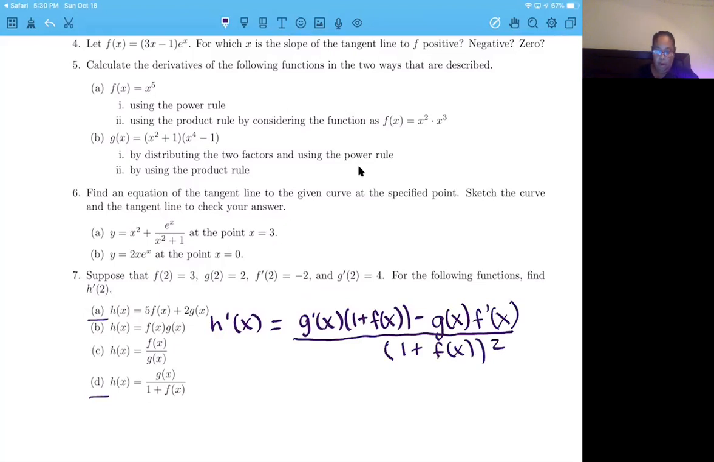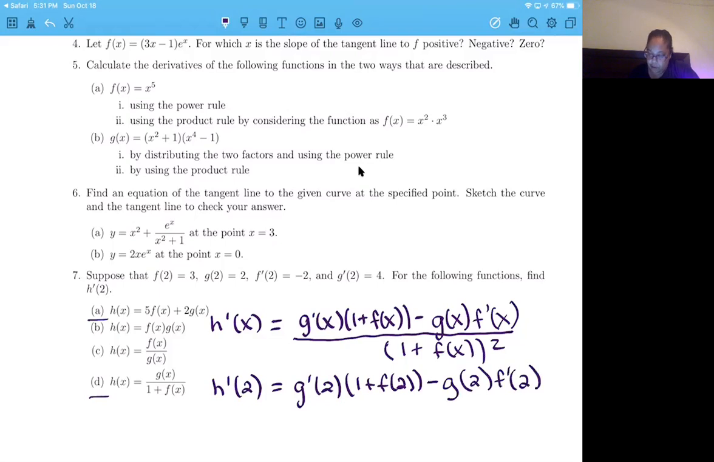All right, but we want to find h prime of 2, so now I'm just going to plug in 2 everywhere I see an x. So h prime of 2 is going to be, hey Tiny, g prime of 2 times 1 plus f of 2 minus g of 2 times f prime of 2 over 1 plus f of 2 squared. All right, I'm just going to move that up.